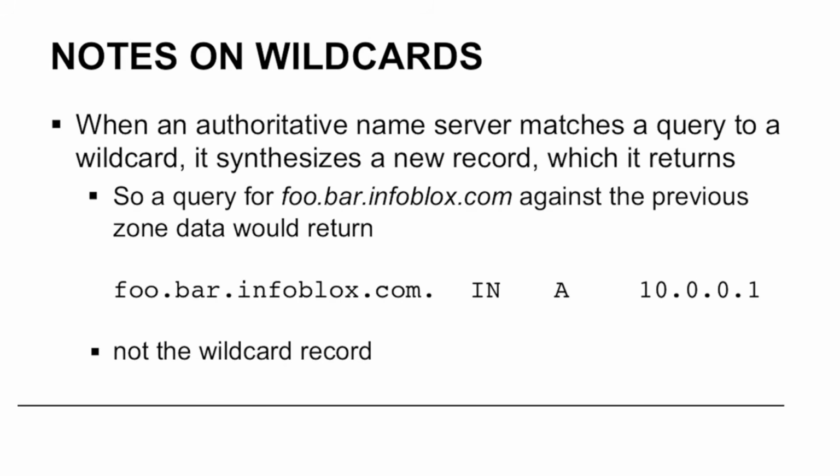When a query matches a wildcard, the authoritative name server synthesizes a new record with the domain name in the query and the right side of the wildcard record. The wildcard itself isn't returned. So a query for foo.bar.infoblox.com against the wildcard in the previous slide would return an A record for foo.bar.infoblox.com pointing to 10.0.0.1, not the wildcard record.